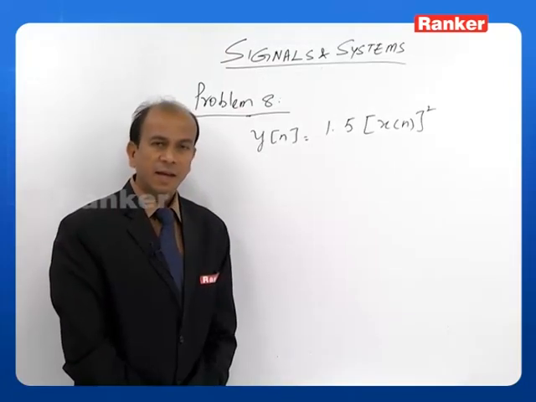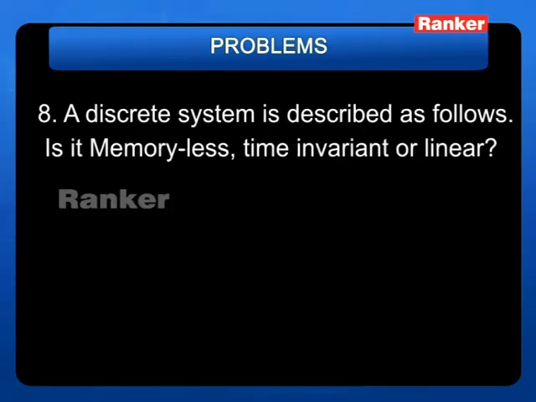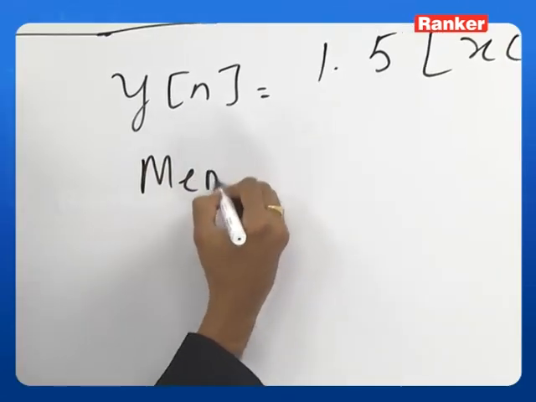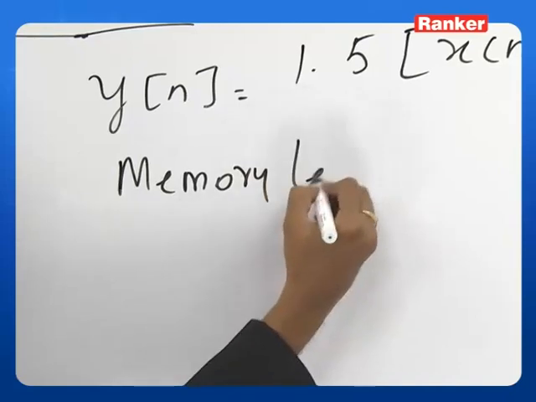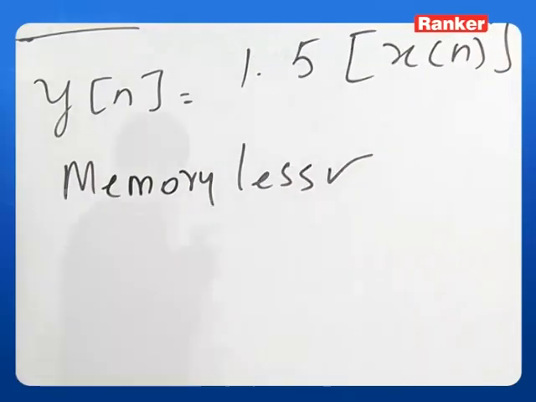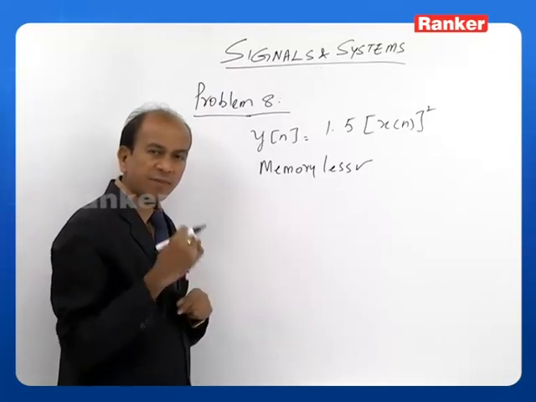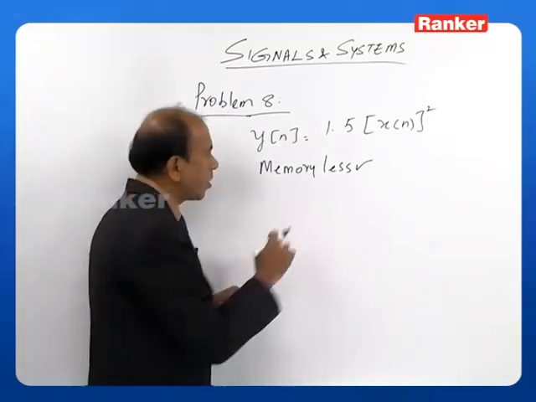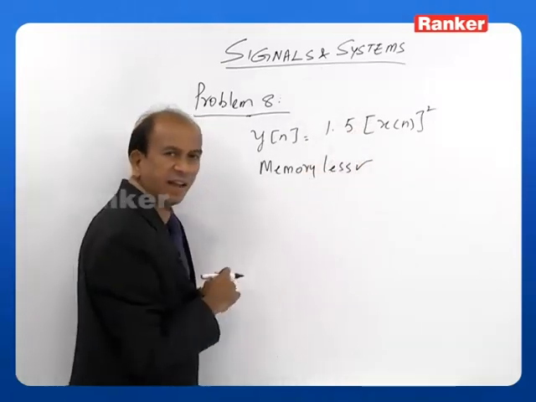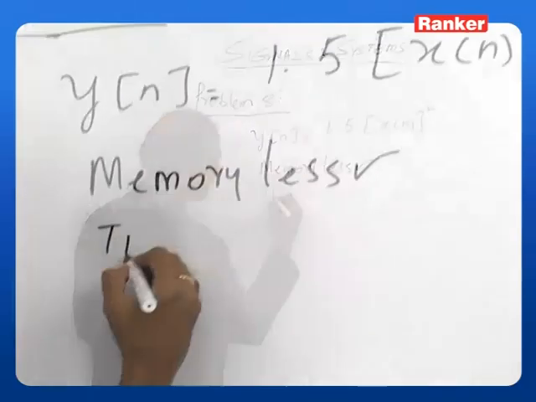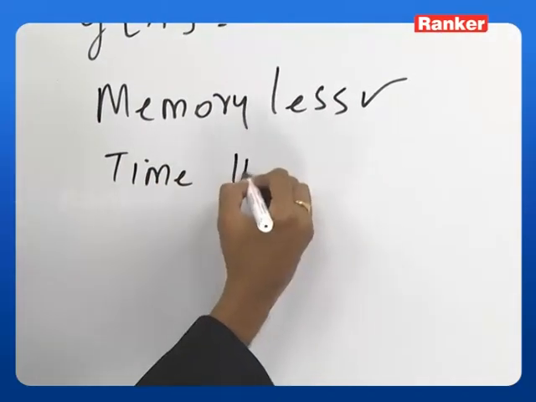Let us see the problem number 8. What is given? This is a discrete time system, as you are aware. Y of n is 1.5 x of n whole square. Now, let us see again the same point here. There is no dependency on the past values, so there is no memory involved. So, I call the system a memoryless system. Wonderful. Then again, time varying or time invariant. Because of the absence of any t here, this is time invariant.